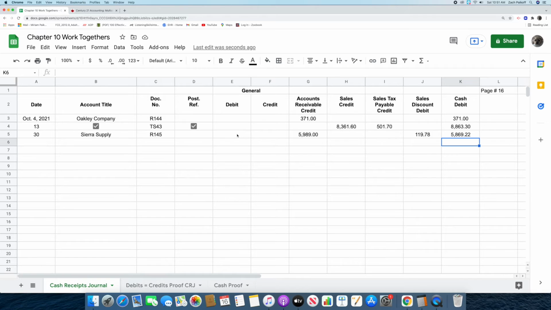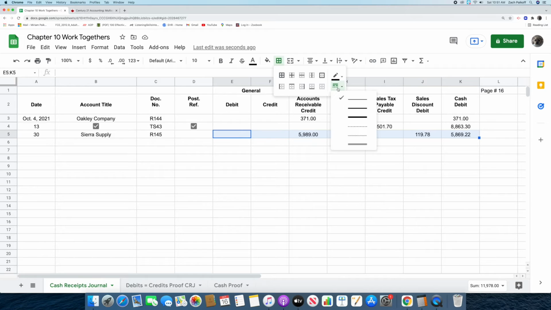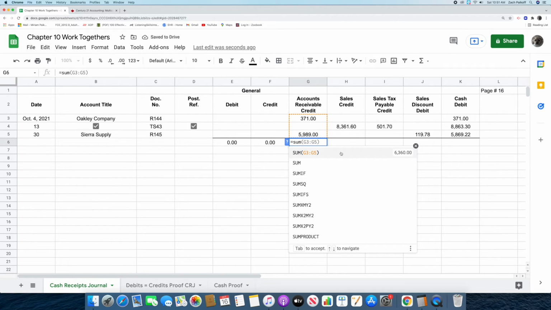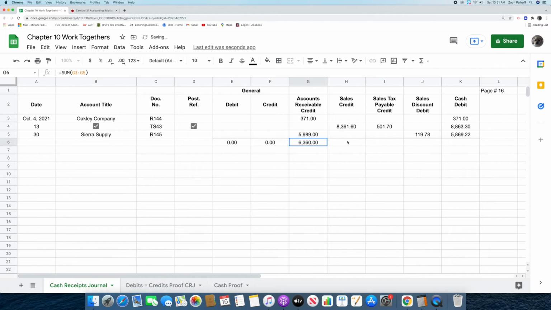The next thing that we're going to do is draw a single line rule here. And then, using the sum formula, we are going to total all of these columns. So for the general debit column, it was nothing. The general credit column was also nothing. If we type in equals sum, select cell G3 to G5, and then right click, that will give us $6,360 for the total in the accounts receivable credit column.